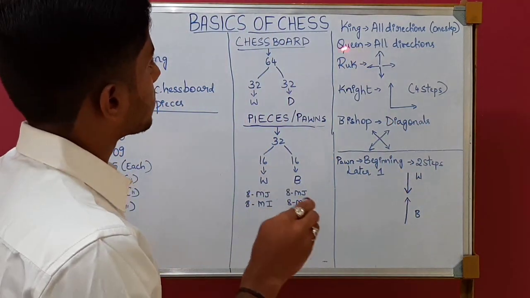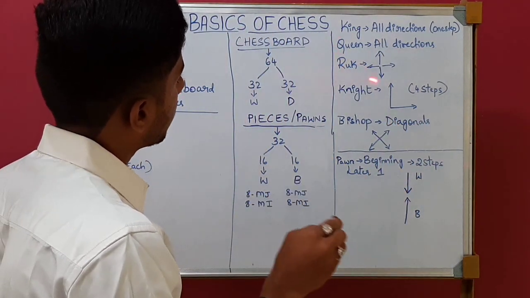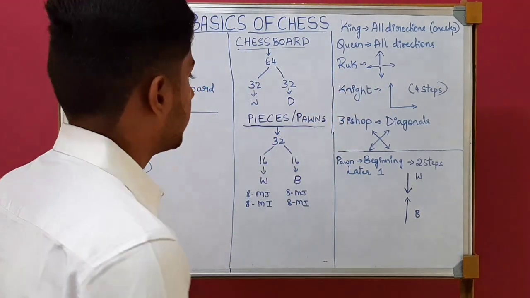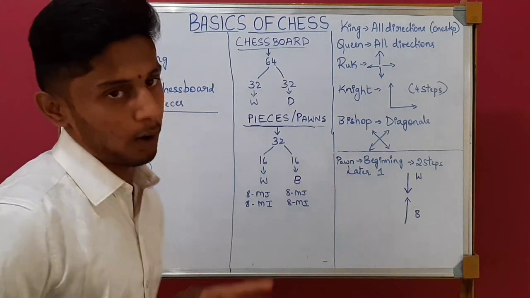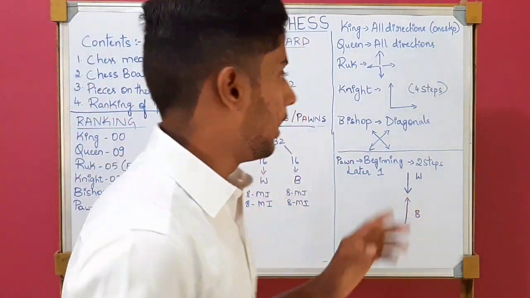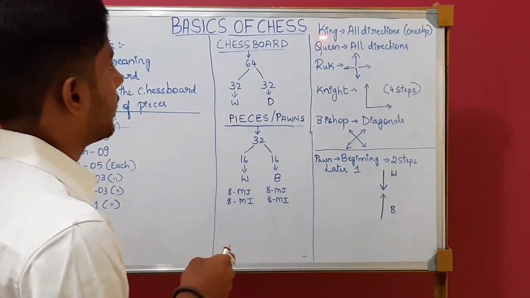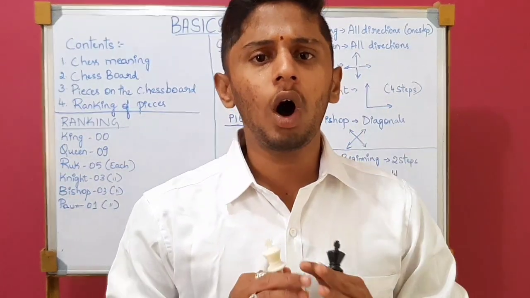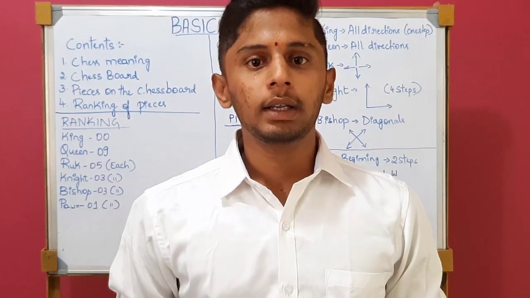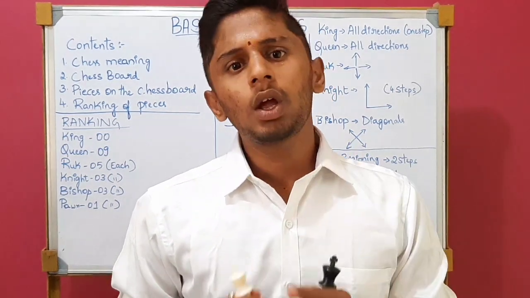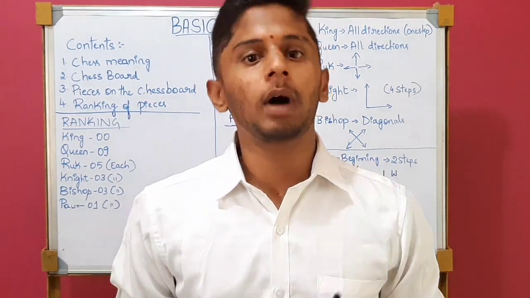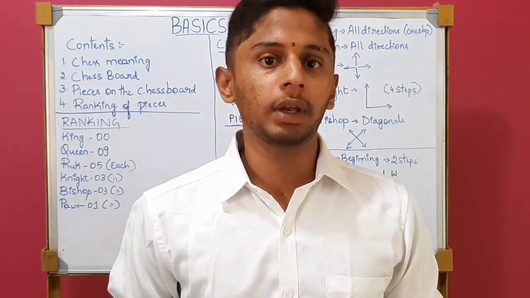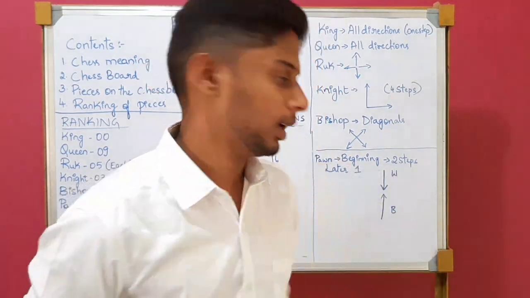The major pieces are king, queen, rook, knight and bishop. These are the major pieces, and the minor pieces are pawns. Let's know one by one. First piece is the king. The king can move all over the board, but it moves only one step in any direction. And the king cannot skip or jump over any piece on a chessboard. This is about the king.